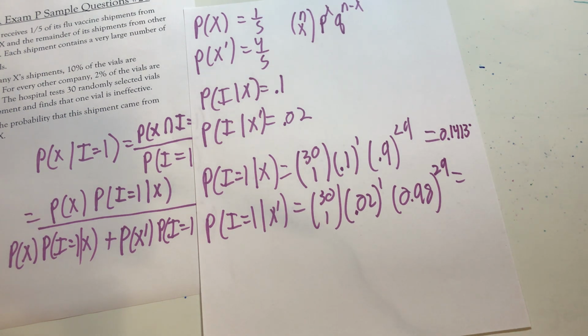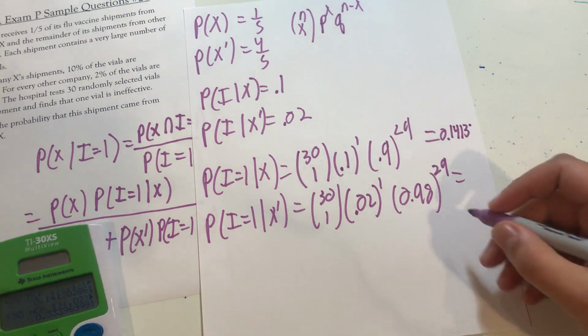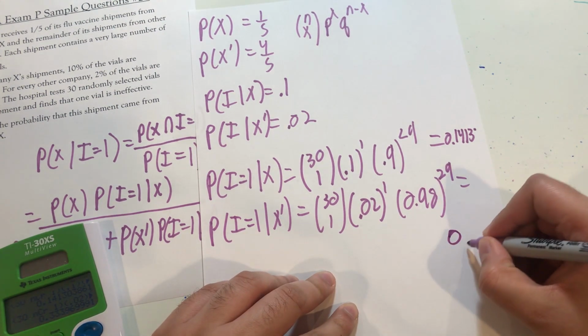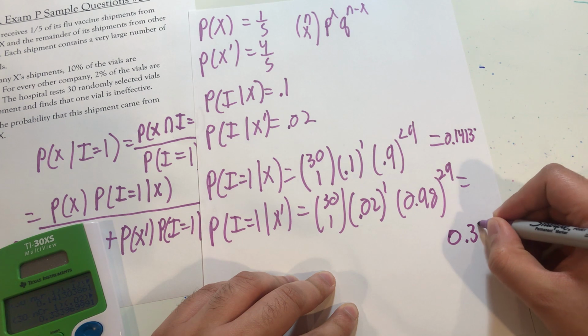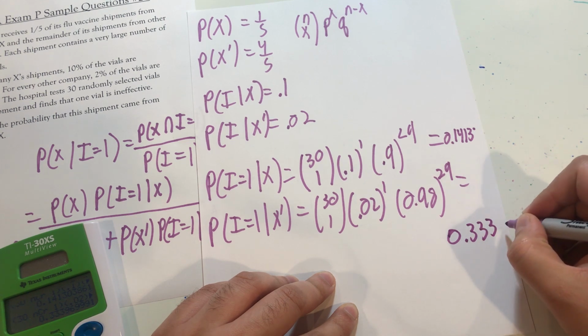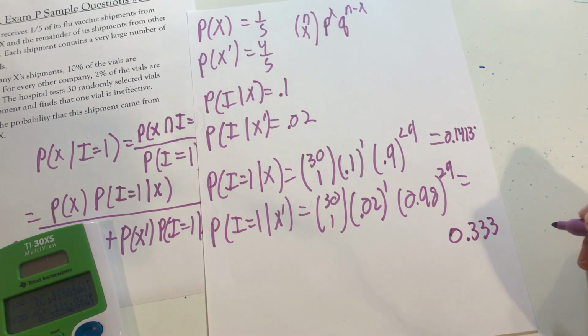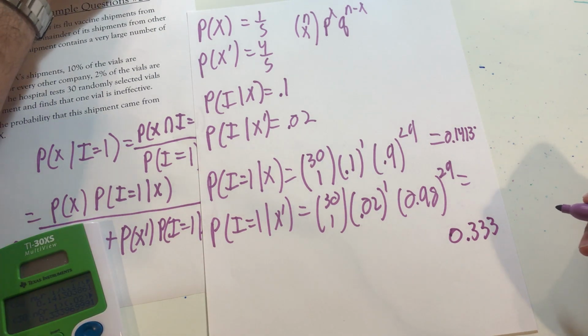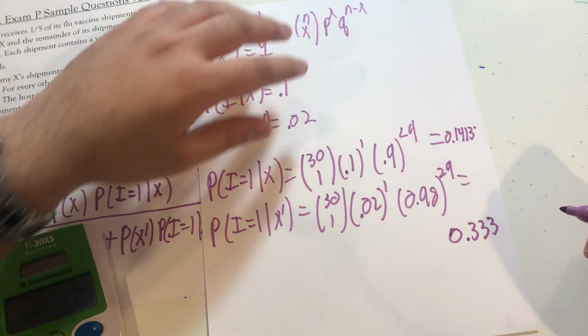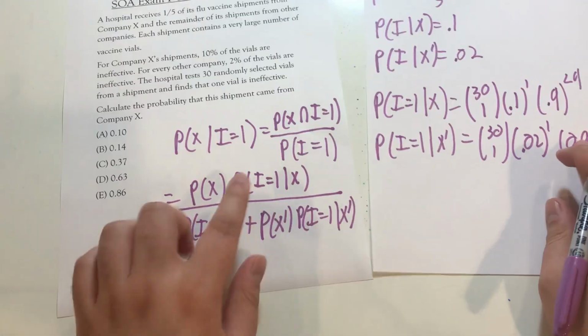Similarly here, plugging in the same probabilities, albeit somewhat different. Instead of 0.9, it's 0.98, and instead of 0.1, it's 0.02, and that's equal to 0.333. Just that.